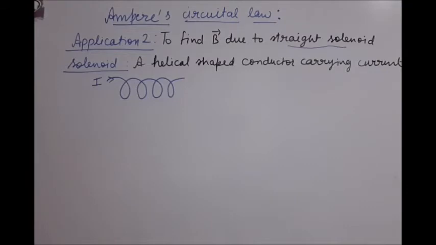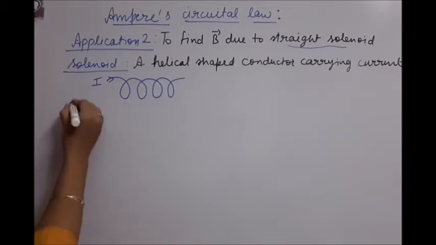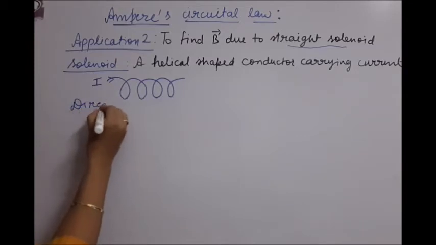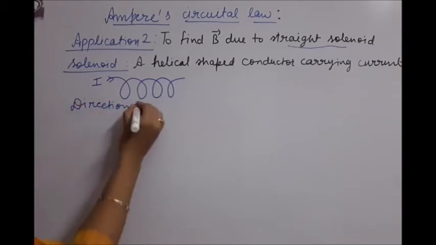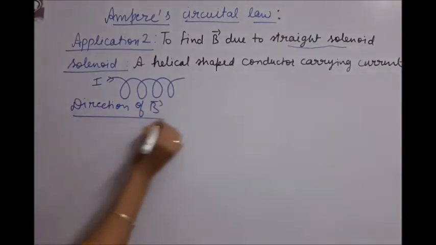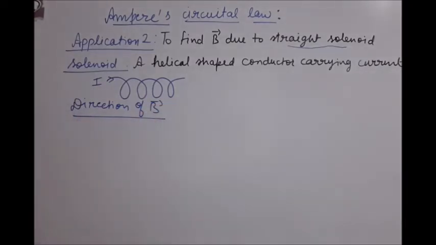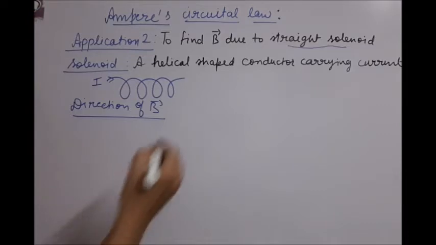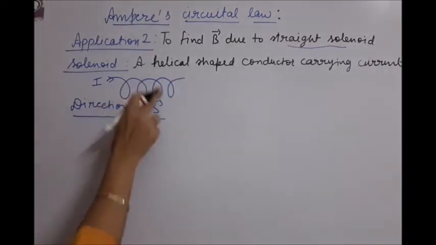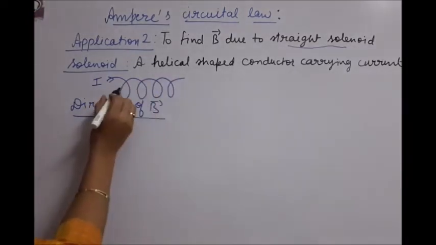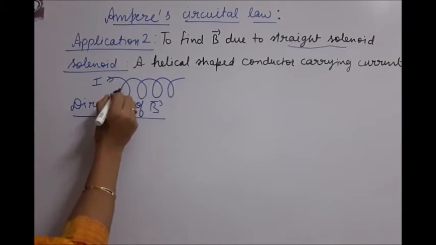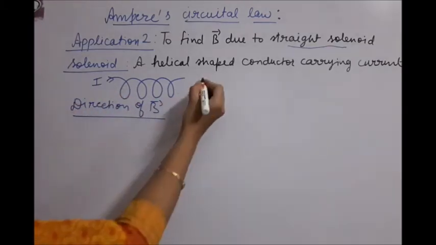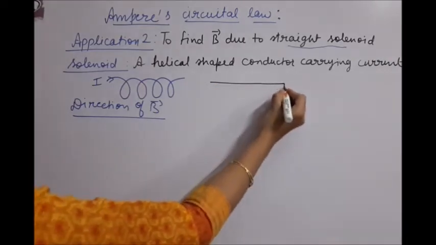Now first of all, to find this magnetic field, we need to understand the direction part using the right hand thumb rule. So our concern is with the direction of magnetic field for the solenoid. Now students, whenever this type of spring is drawn, it is a little confusing which one is the front turn and which one is the back turn. So we always try to draw the solenoid like this.